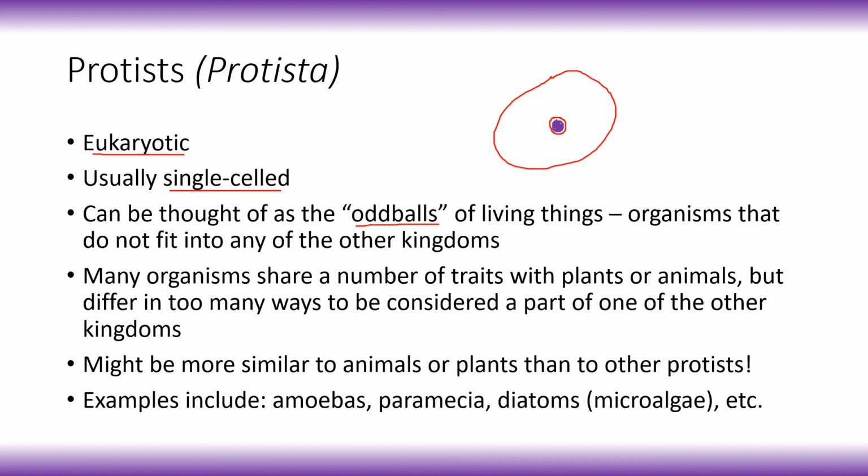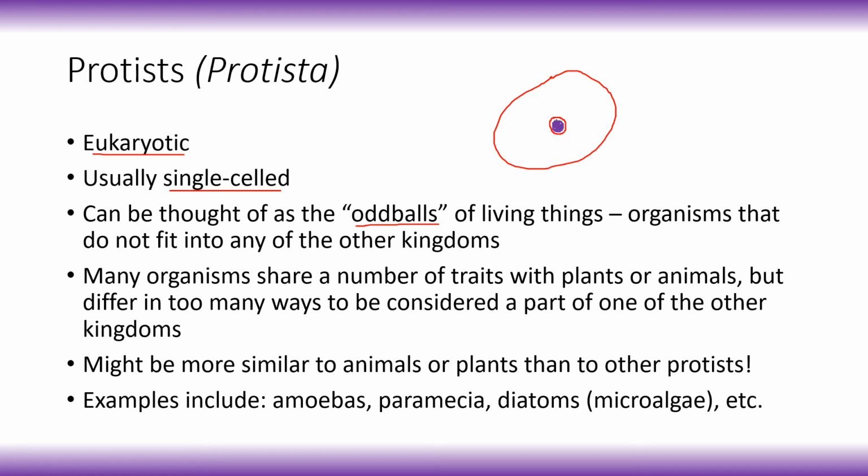So they might have some characteristics in common with plants or animals, but then they have too many other qualities that aren't the same. That means that they don't fit into the same kingdom. So the reason that it's hard to describe protists as a whole is that because it's just this mixed bag of oddballs that don't fit into the other kingdoms, you get a huge variety for the different types of things that you see when you study protists.